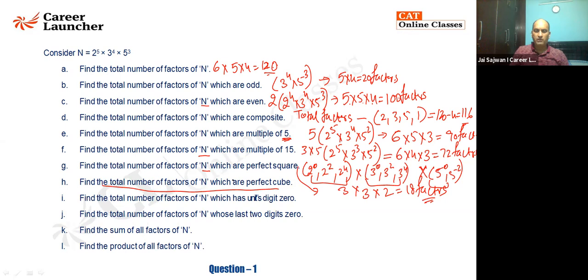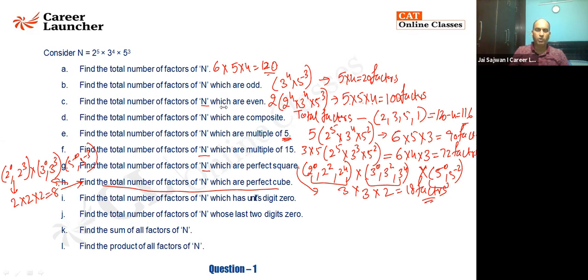What is the total number of factors which are perfect cubes? Look at this. For a perfect cube, I'll take 2 to the power 0, 2 to the power of 3, which comes with 3 to the power of 0, 3 to the power of 3, which comes with 5 to the power of 0, 5 to the power of 3. So how many factors are there? 2 and 2 and 2. That comes out to be 8. Your answer is 8.